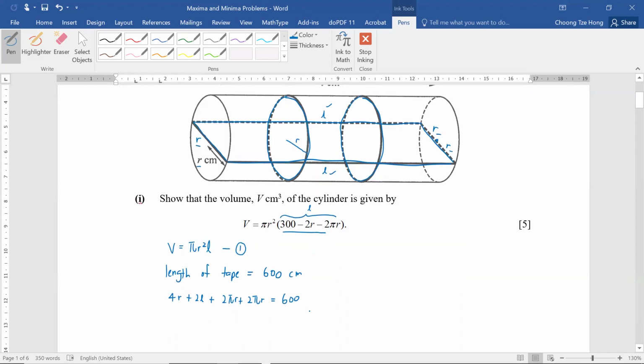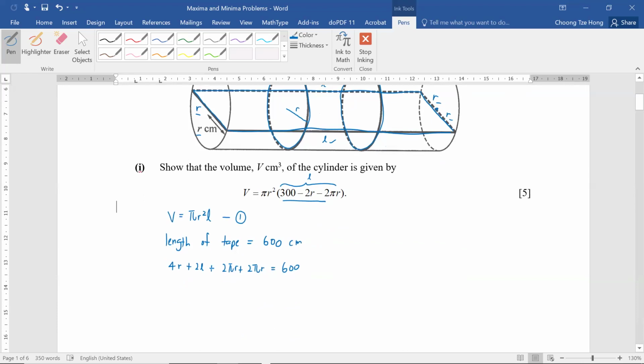Okay, so all we need to do is to simplify this, and then we make L the subject. Then we can sub away the L over here. So over here we have 4R plus 2L plus 4 pi R equals to 600. Okay, so we can divide everything by 2, so we get 2R plus L plus 2 pi r equals to 300.